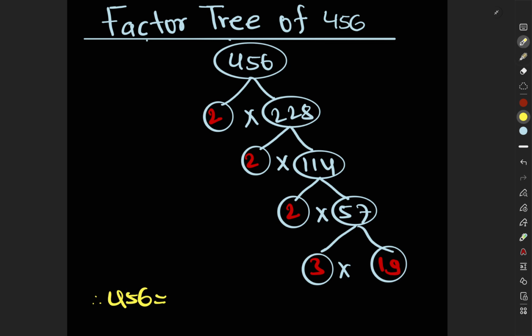So we can write 456 is equal to the product of all these prime numbers, that is 2, this 2, this 2, this 3 and at last this 19.